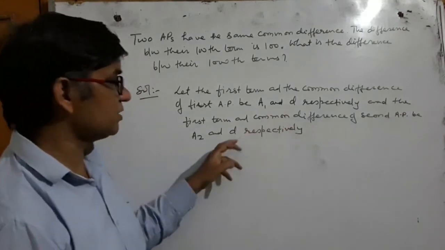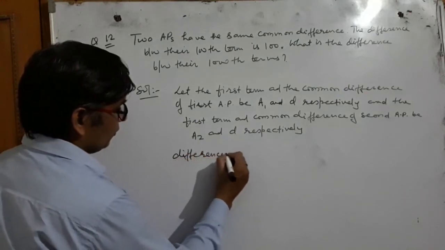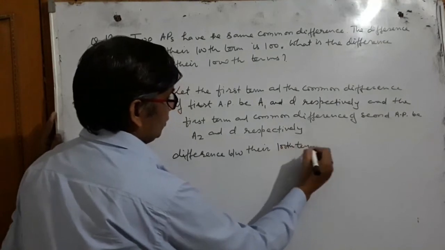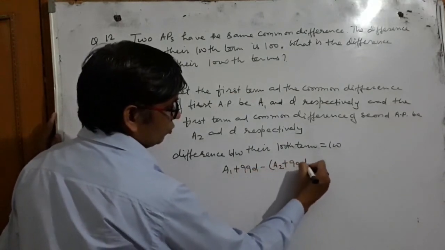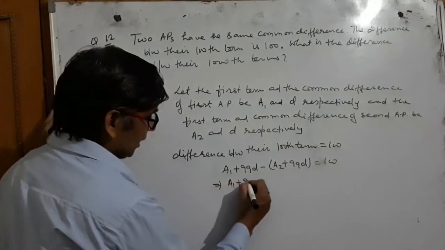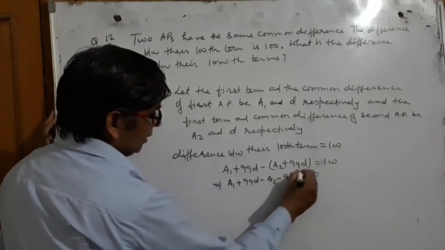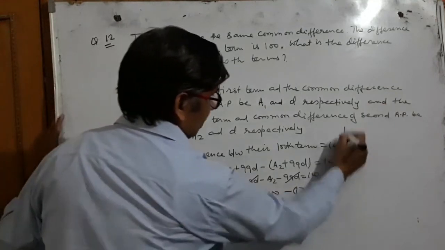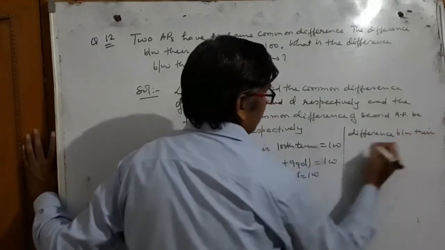D is the same in both because the common difference is the same, and the first terms are different. So we write the difference between their 100th terms is 100. So A1 plus 99D minus A2 plus 99D equals 100. The 100th term of the first AP is A1 plus 99D, and of the second is A2 plus 99D. So 99D cancels, and A1 minus A2 equals 100. Clear? This is equation 1. Now the difference between their 1000th terms.